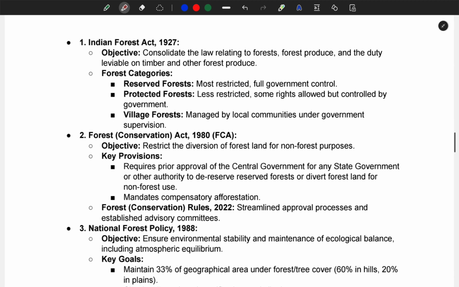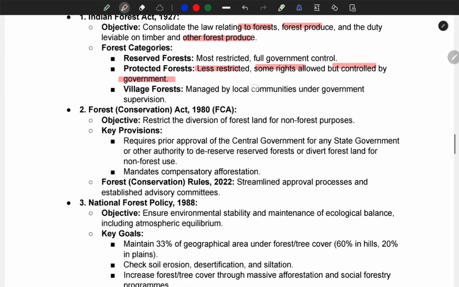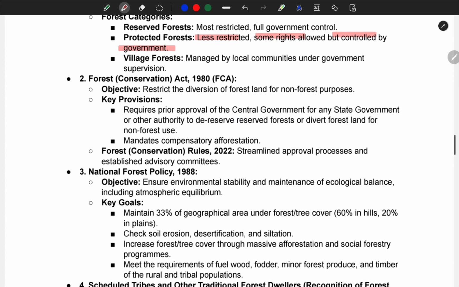Forest laws and policies. Indian Forest Act 1927. Objective: consolidate the law relating to forest produce and duty leviable on timber and other forest produce. Forest categories: reserve forest, most restricted, full government control. Protected forest, less restricted, some rights allowed but controlled by government. Village forest, managed by local communities under government supervision.